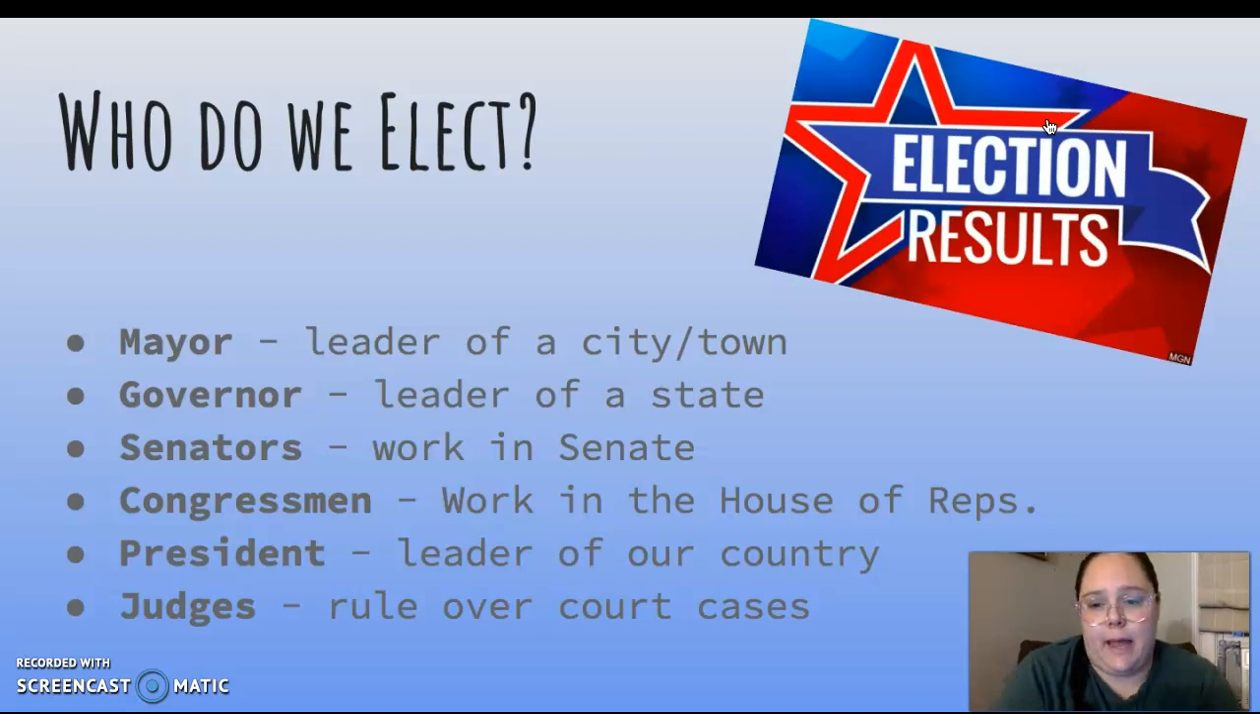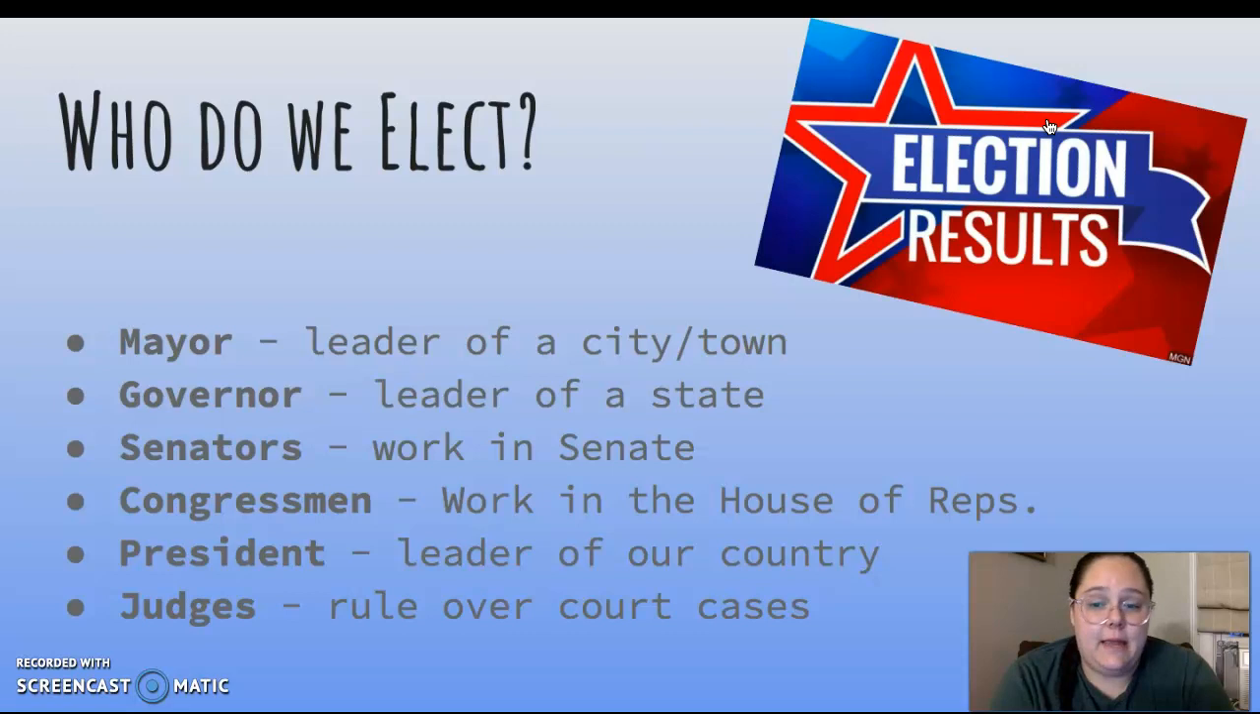So who do we elect? Here's a list of some people that we have the right to elect to their positions. The mayor is a leader of a city or town. So there's the mayor of Syracuse. A governor is the leader of a state. So currently our governor is Andrew Cuomo. He's the governor of New York.